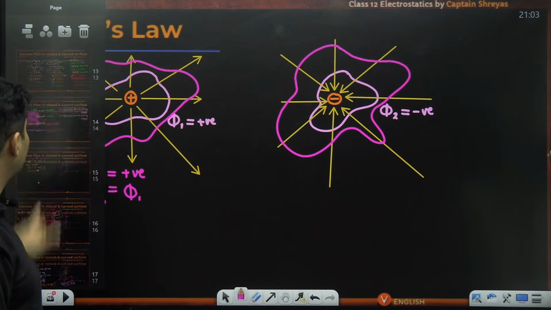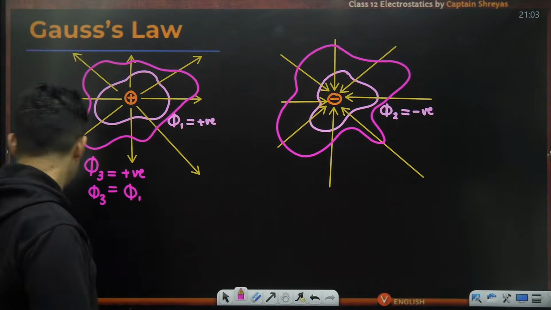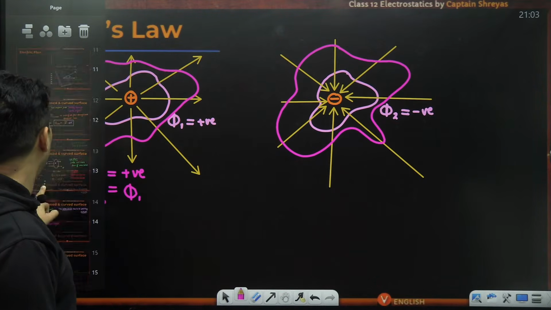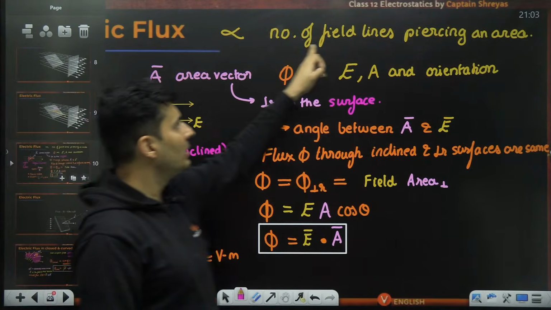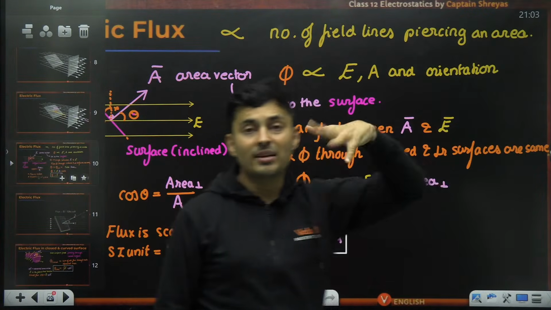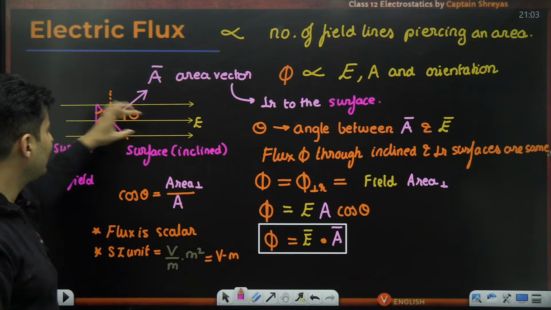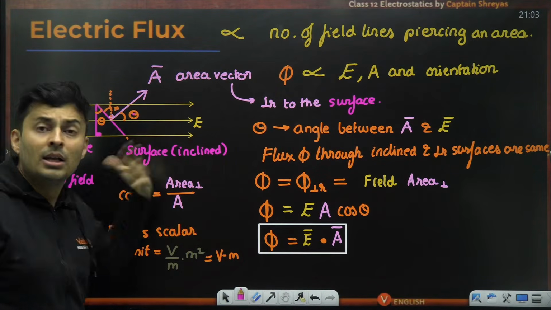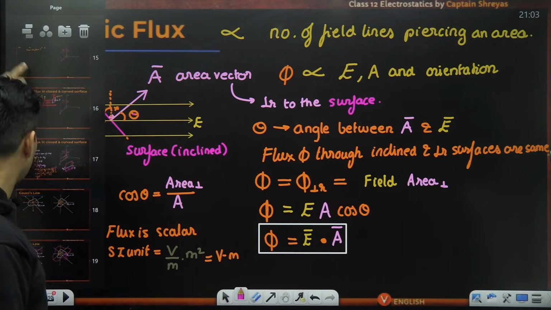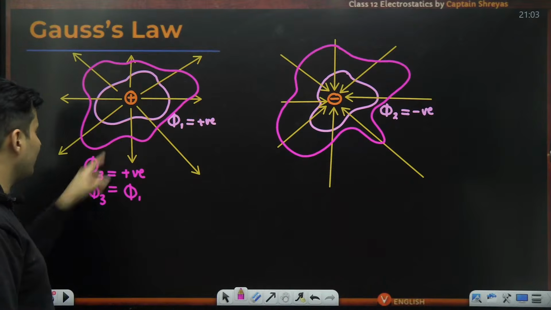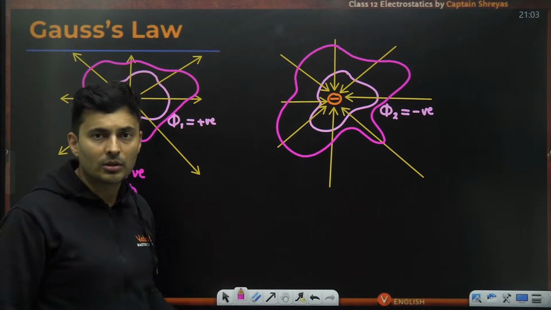And what did I just say when I told you everything about flux? Electric flux is always proportional to the field lines cutting, piercing through an area. If by chance the field lines are the same through any area, then I will say the flux is also the same. So over here also, I can say that the flux of the dark pink is the same as the light pink because the same lines are cutting.